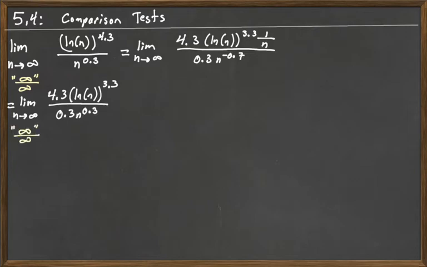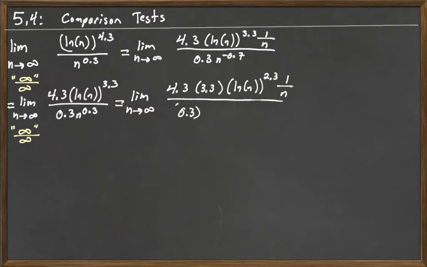If we try to see where this limit's going, it's going to be of the form infinity over infinity again. And so that is a candidate for the L'Hopital's rule. And so we're going to go ahead and apply L'Hopital's rule again here. So this is the limit as n goes to infinity of 4.3 times 3.3 natural log of n to the 2.3 times 1 over n by the chain rule divided by 0.3 times 0.3 n to the negative 0.7.